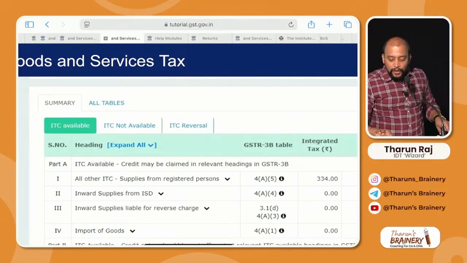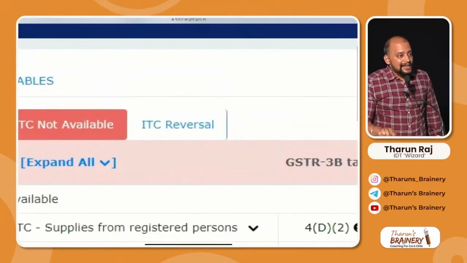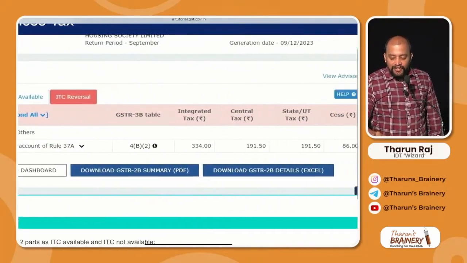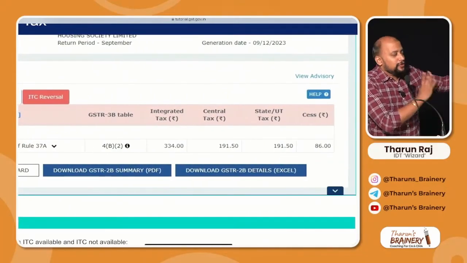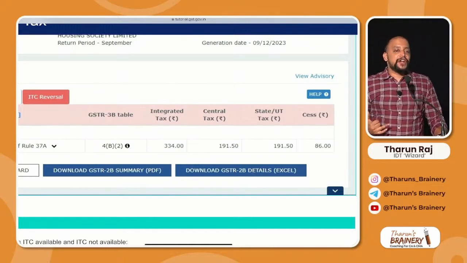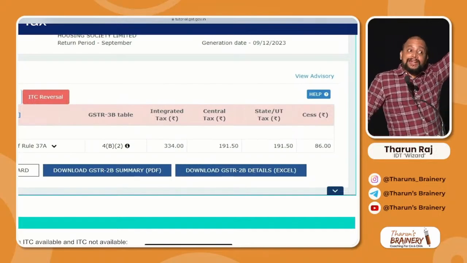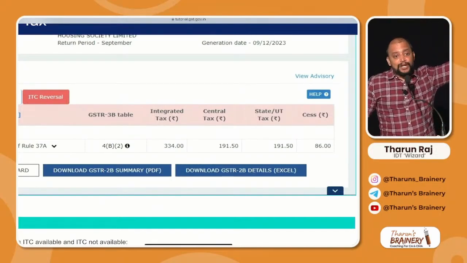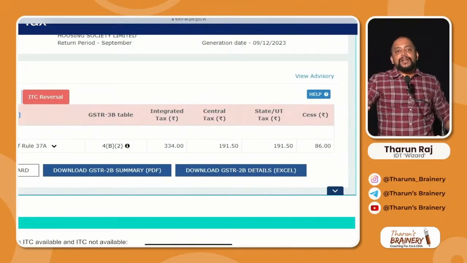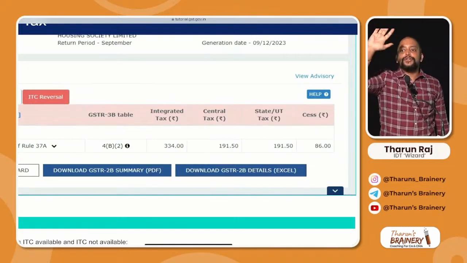In the 2B, go to ITC reversal. Can you see there? Click on that ITC reversal. You will find some amount. This much amount you need to reverse. Is it clear? They will only tell us how much we need to reverse. Means what will the portal do? It will follow up with the suppliers and check whether they are filing 3B or not. You don't have to do anything. They will check and give us the information that these are all the suppliers who did not file 3B, so you need to reverse.